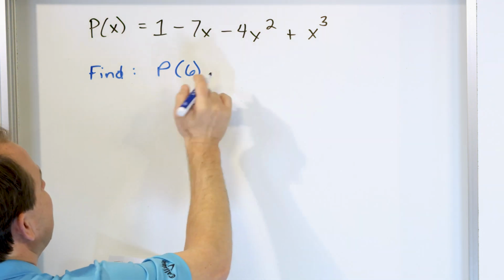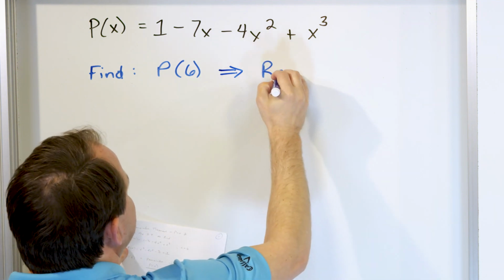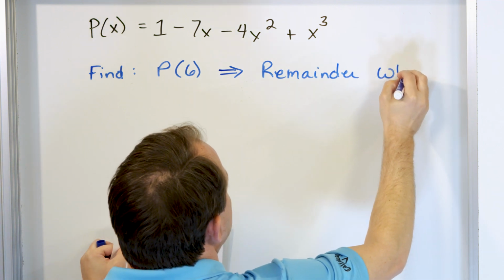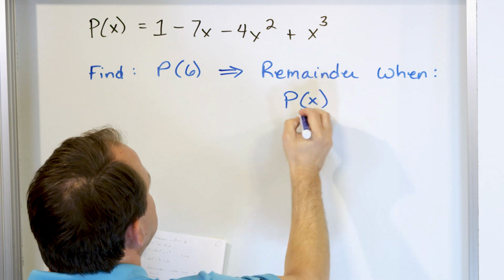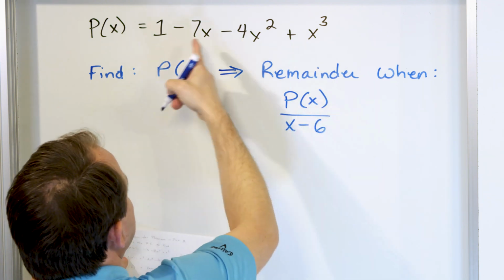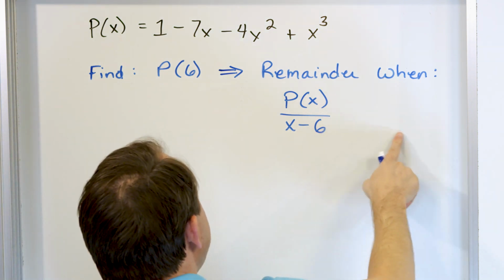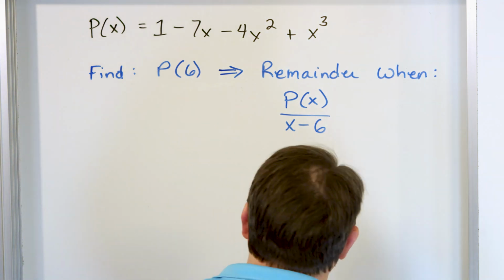So basically, to figure out what p evaluated at x equals 6 is, we want to find the remainder when we divide this polynomial by x minus 6. So we take the polynomial, we divide it by x minus whatever we're evaluating at, and whatever the remainder turns out to be, that's what p of 6 is.